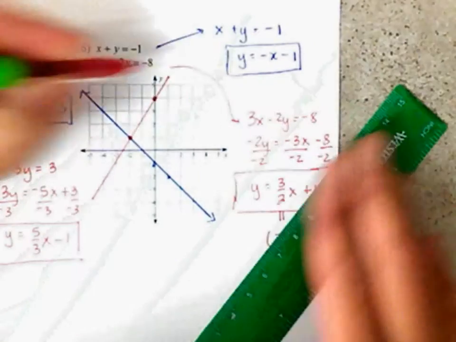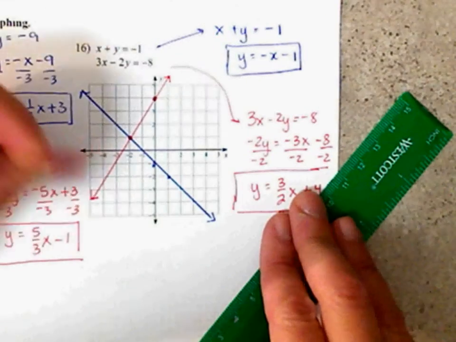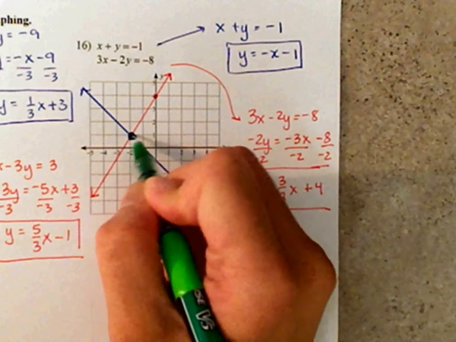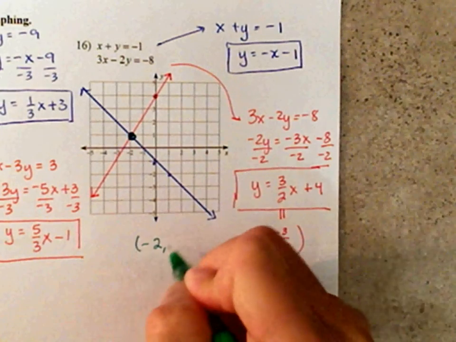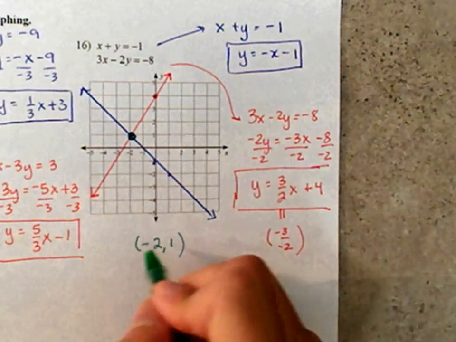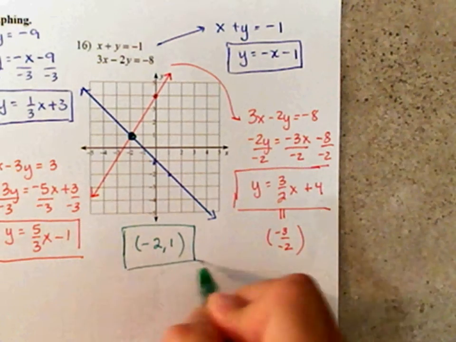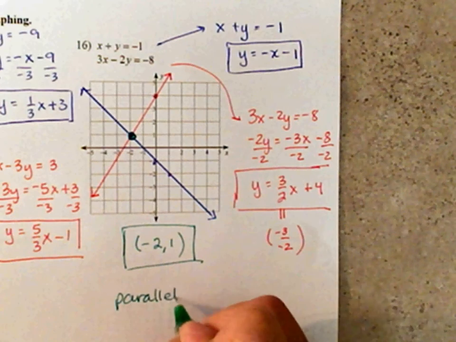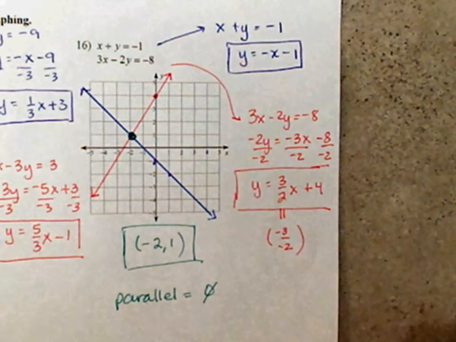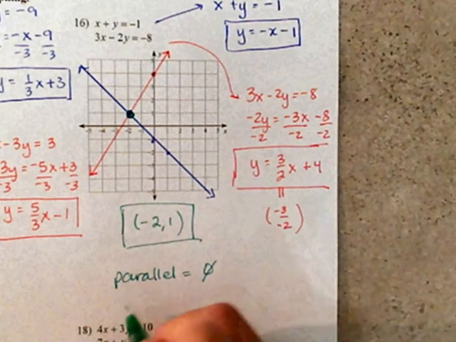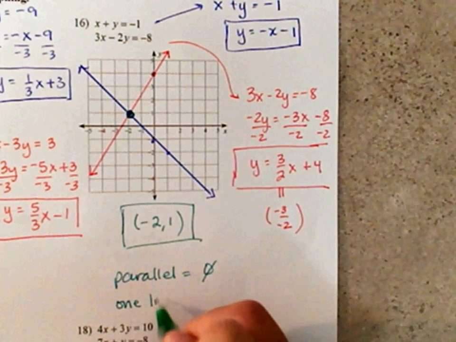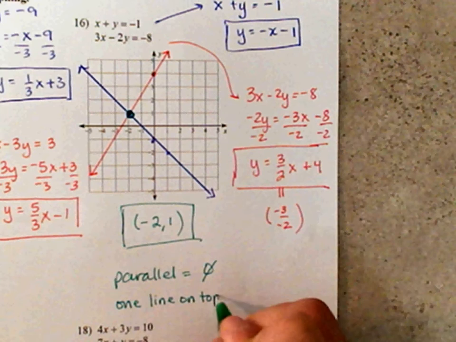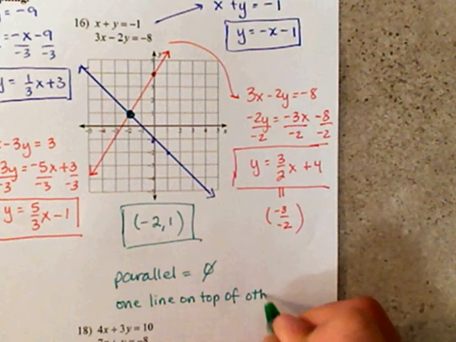Okay. So where do these two lines intersect? Right there, which is at negative 2, 1. And there's your solution. Now, if your lines never cross, if they are parallel, this would be no solution. If you have one line on top of the other, basically it's the same line, your solution will be infinite.